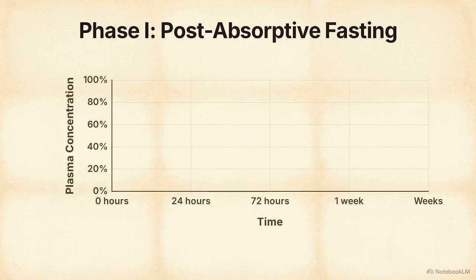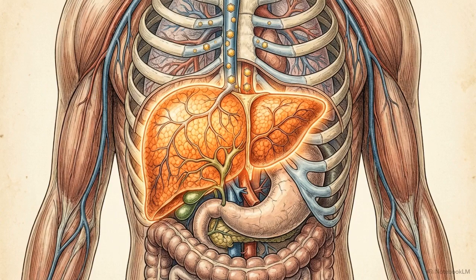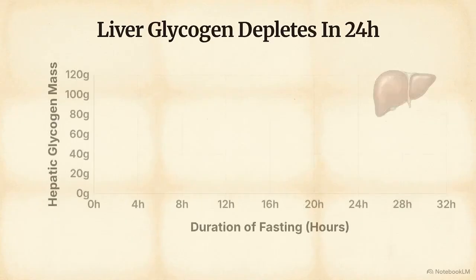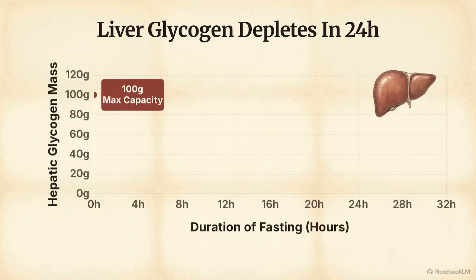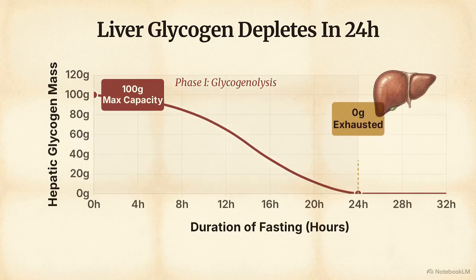This chart displays the metabolic timeline of starvation. Phase 1, the post-absorptive phase, covers the first 24 hours of fasting. The body's first line of defense is hepatic glycogenolysis, the breakdown of glycogen stored in the liver to maintain circulating glucose. This defense is strictly limited. The liver typically only holds approximately 100 grams of glycogen. As the graph shows, these stores are consumed rapidly, exhausting completely within the 24-hour mark.